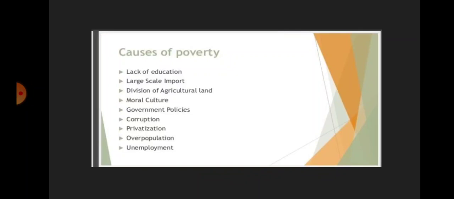Then there is the lack of education. Yes, when a person is not educated, it is very difficult to find a job, and when the job is not there, the income is not there, and so the family is poor. Then there is the division of agricultural land also. See, in our country the law of inheritance says that the property of the father is equally distributed among the sons. So the size of agricultural land keeps decreasing. When the farm size is small, it leads to less production, and less production means less income, and less income is poverty.